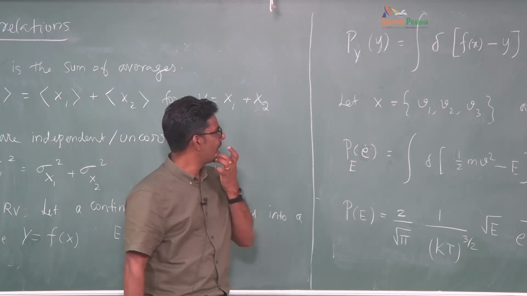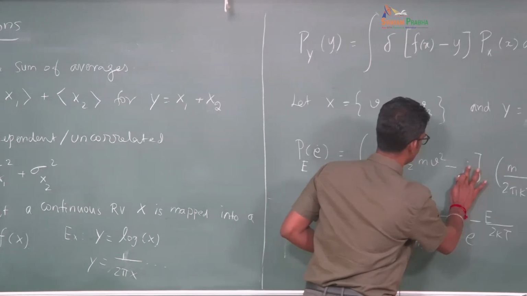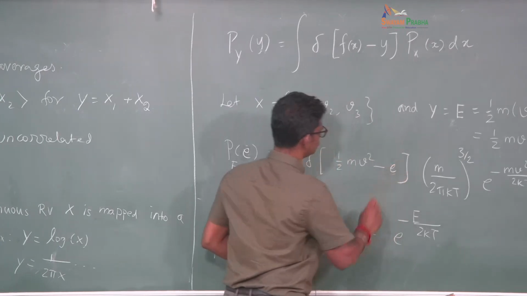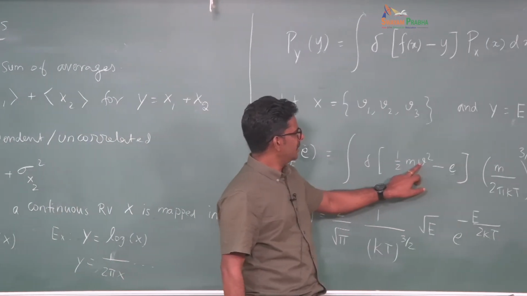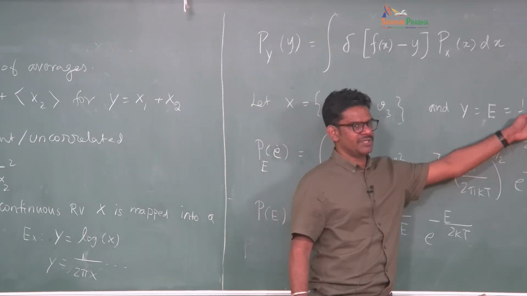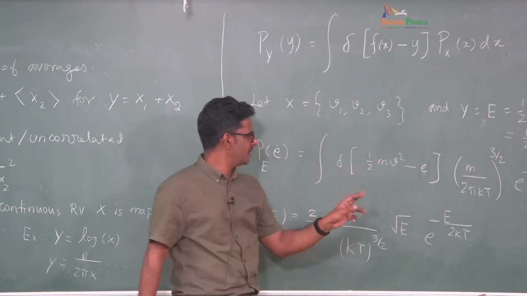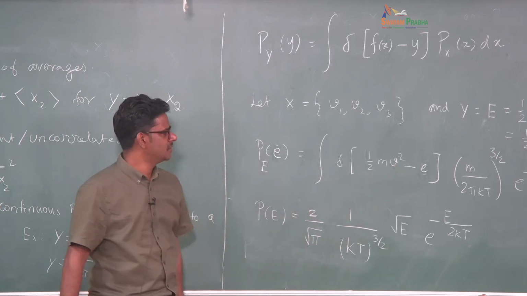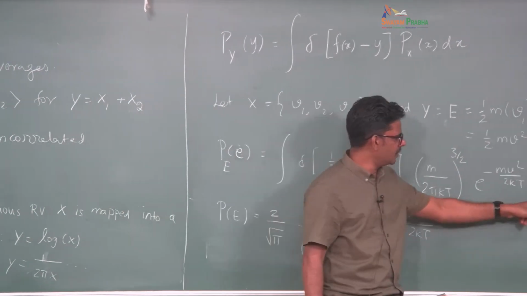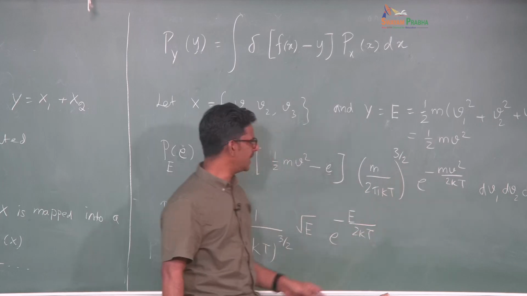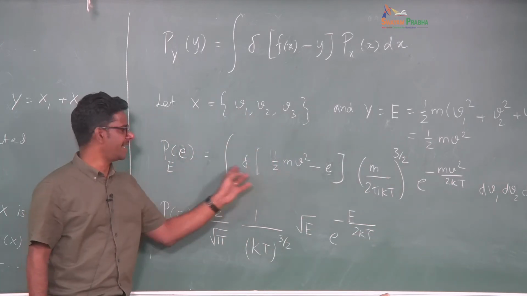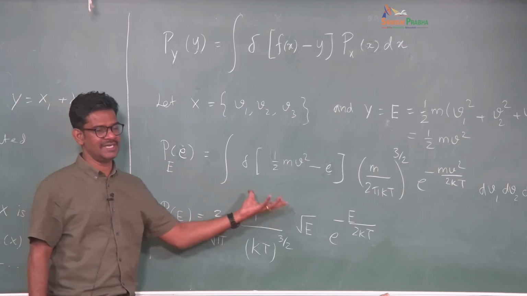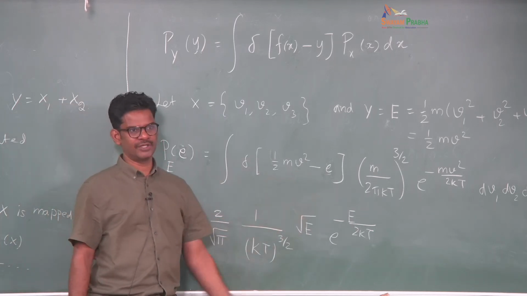And this should also be E. See, I am writing here V square. What I should be writing is V1 square plus V2 square plus V3 square, but together I am writing this as just V square. So here I am integrating over all V1, V2, V3 possibilities in such a way that those combinations give me the energy that I am looking for. It only selects those sets of molecular velocities.